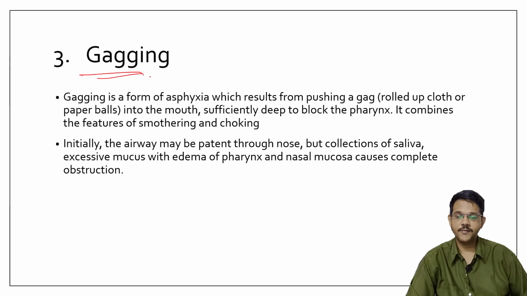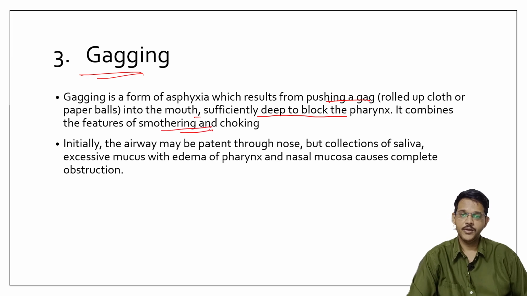Coming to the next form of suffocation, gagging. Gagging is a form of asphyxia which results from pushing a gag, that is rolled up cloth or a paper ball, into the mouth sufficiently deep to block the pharynx. It is a combination of smothering and choking. Though choking is deeper inside the pharynx, it obstructs the air passage. Gagging is just displaced into the mouth and pushed up till the pharynx.